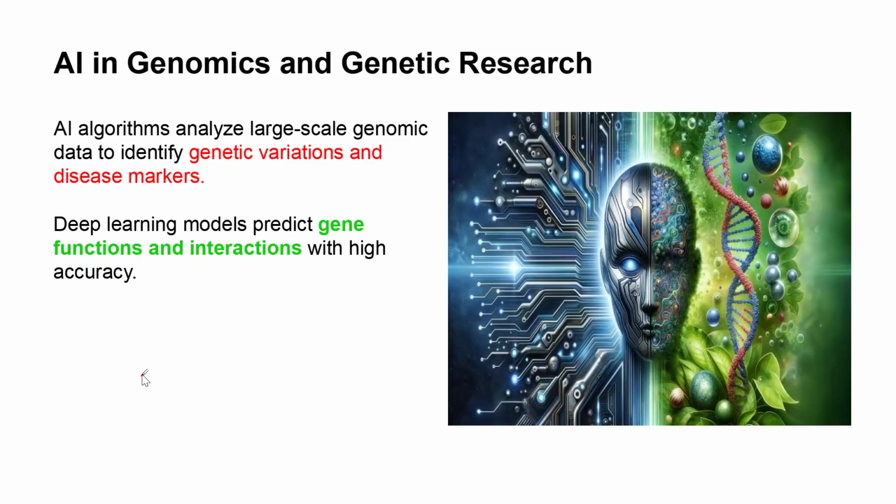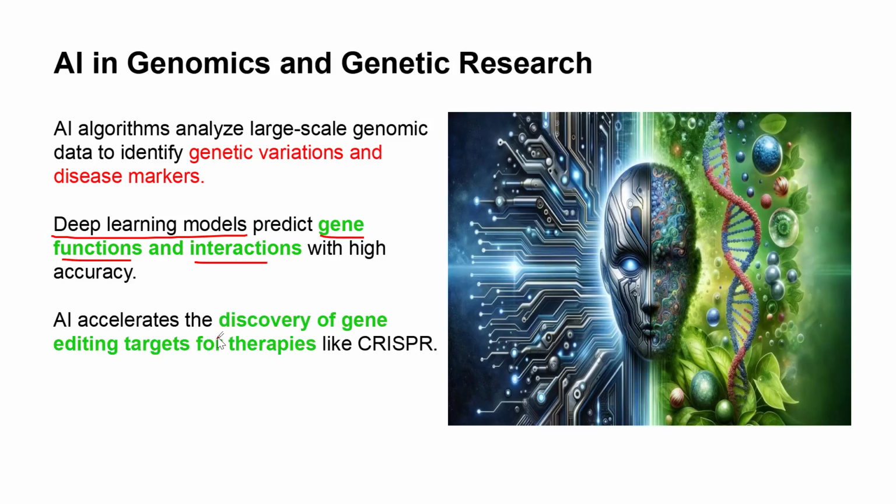Then, very importantly, deep learning models are also able to predict gene function and interaction with high accuracy. So it means, as you can see from here, deep learning models have been known to predict gene functions and interactions with high accuracy.